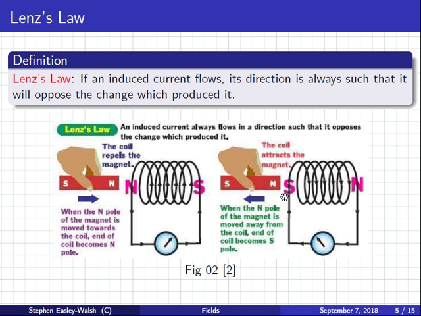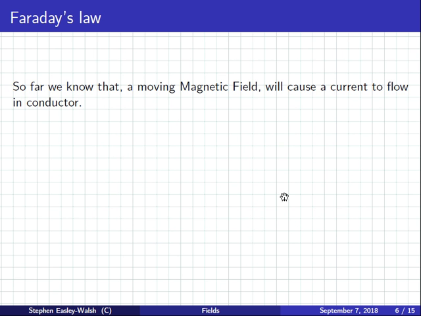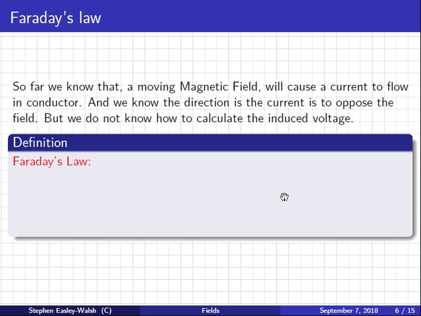Next one is Faraday's law. So far we know that a changing magnetic field will cause a current to flow in a conductor, and we know the direction of the current is to oppose the field. But we don't know how to calculate the voltage. Lenz's law just tells us the direction of the voltage, but not how big it is. That's Faraday's law. If you want to calculate your voltage, it's equal to this.